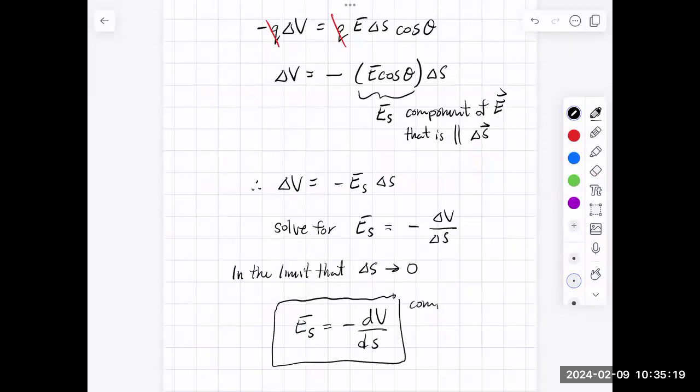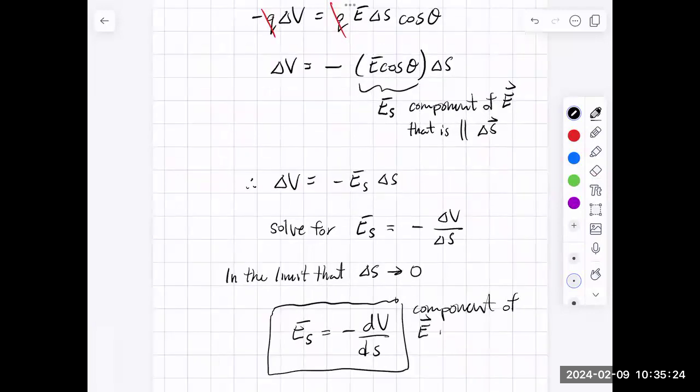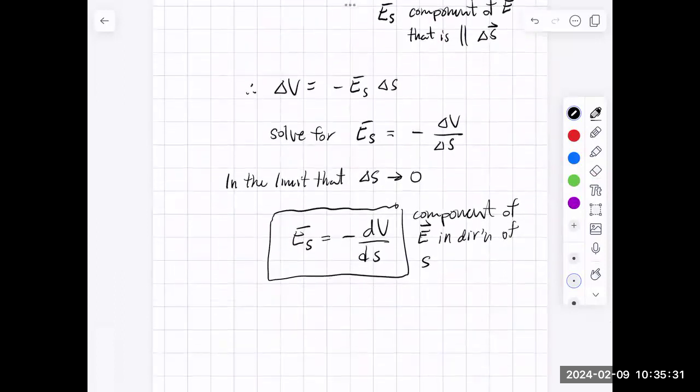So this is the component of the electric field in the direction of S. If I wanted the electric field in the X direction, I would evaluate dV by dx, and then you'd have to put a minus sign. Then if I wanted the Y component, I would do minus dV dy. And if I wanted the net electric field, I would just take those two components, square them, add them up, and get the square root, Pythagorean kind of theorem.